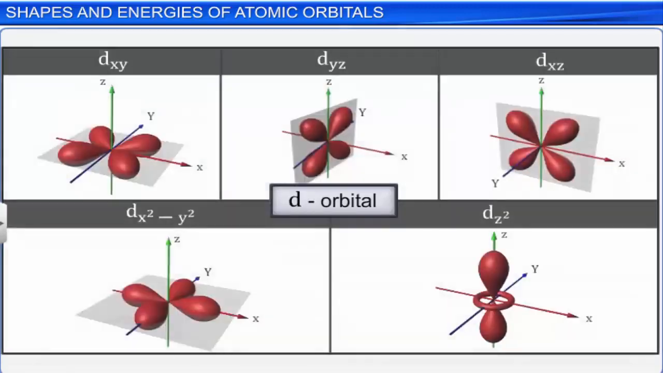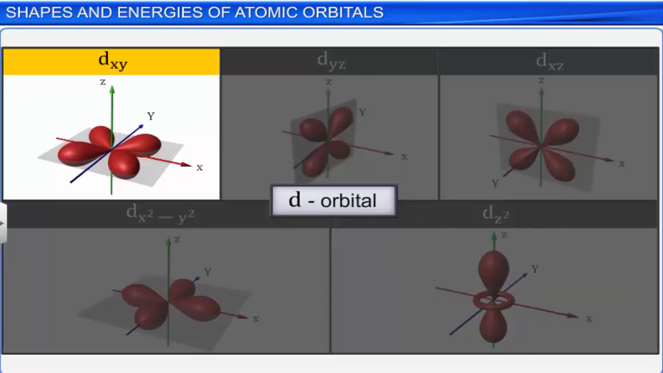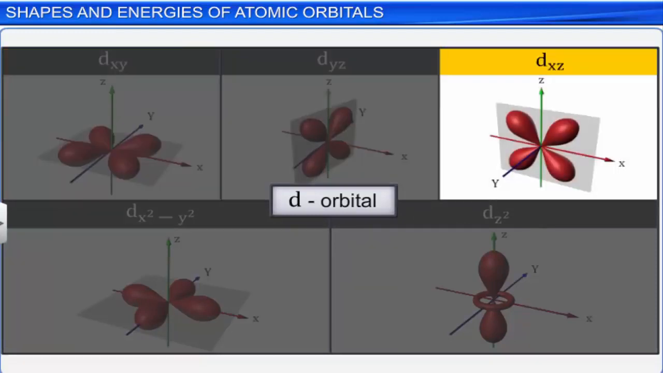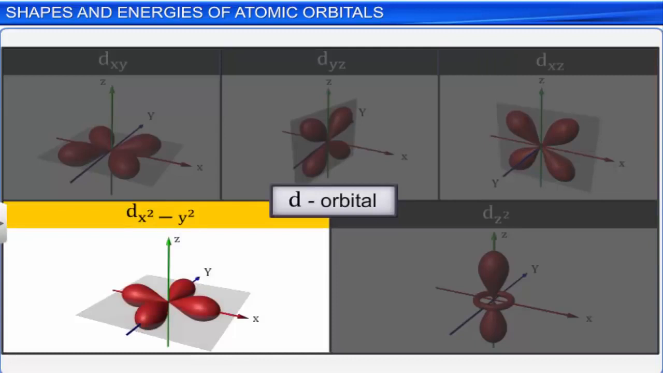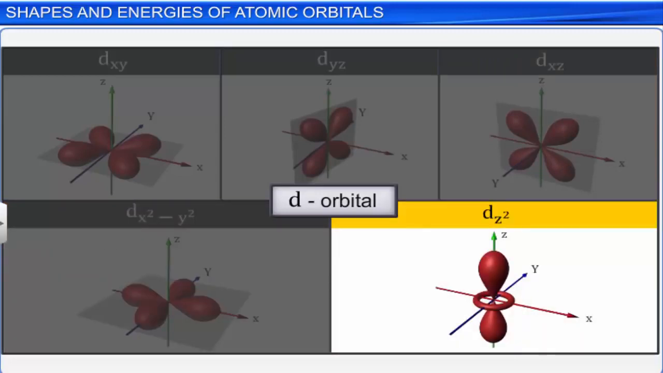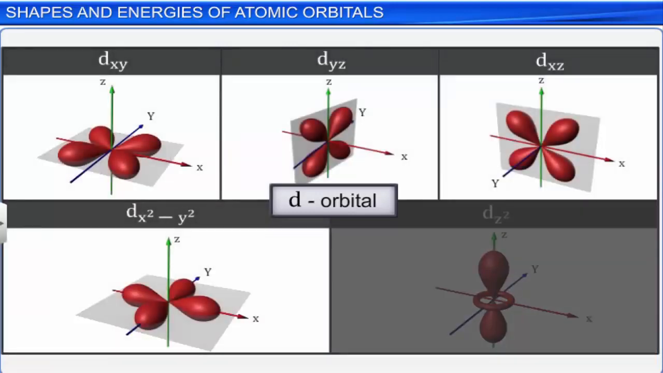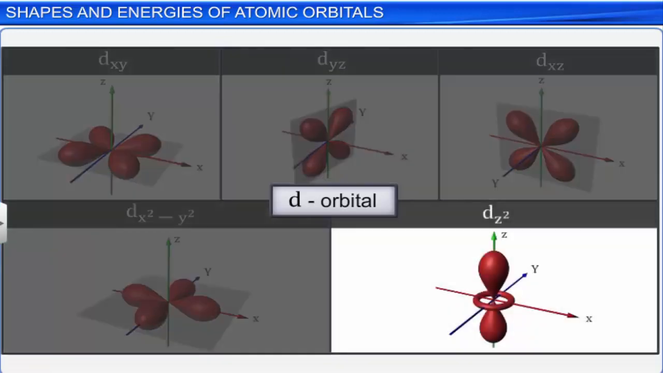The boundary surface diagrams pertaining to these orientations, designated as dxy, dyz, dxz, dx²-y², and dz², are shown. Note the similarity in shapes of the first four d orbitals, which are different from the fifth orbital, dz². The shape of dz² is donut shape.